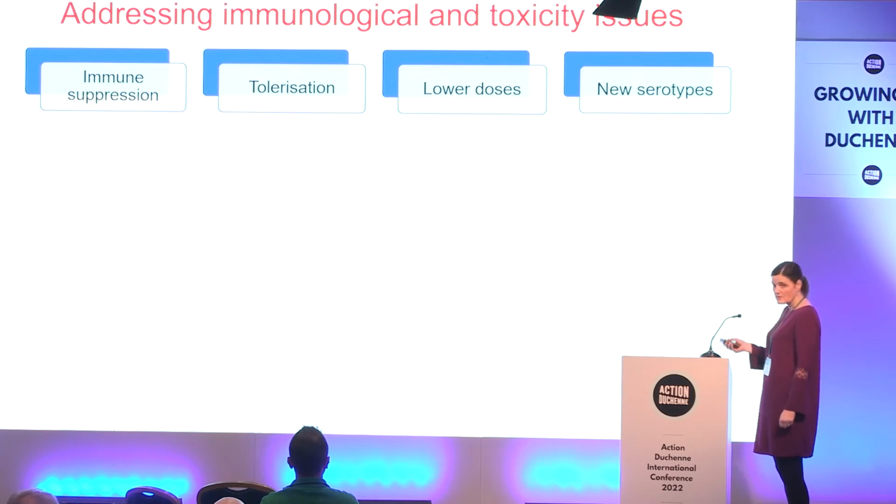We can use lower doses, and we can use different serotypes, so that's the number that's given to the AAV, so the 9, 8, etc. So we can generate new serotypes.